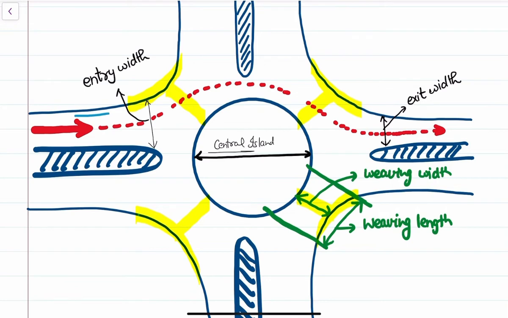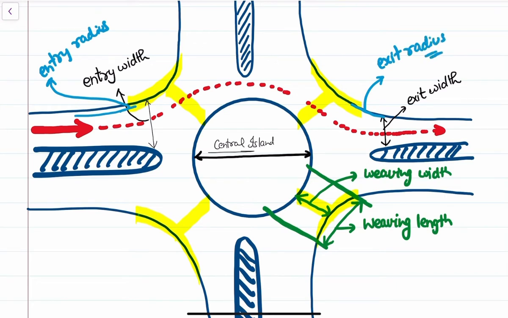Right from where the curvature starts is what we call the entry radius, and this will be called the exit radius, and this is called the exit radius.